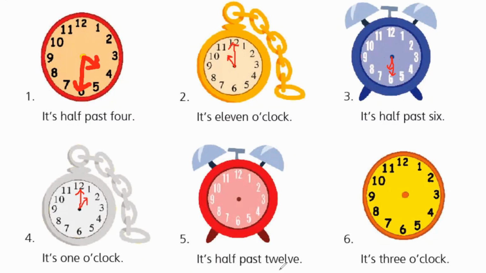It's 12:30. Again, 12:30, the long one pointing at 6. Now it's 12, so the short one is pointing at 12, but maybe you can draw it out a bit, near to 1. You can draw near to 1 like this. Next is 3 o'clock. 3 o'clock means the long needle points at 12. So at 3 o'clock, the short one points at 3.